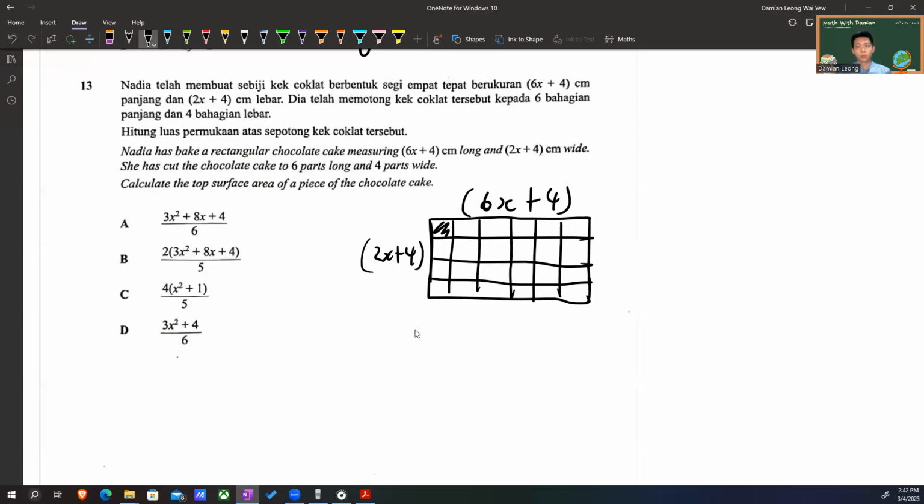So basically, this will be the 2x plus 4 split into 4. 2x plus 4 divided 4. And this length is 6x plus 4 divided 6 pieces. So the area just times them together.